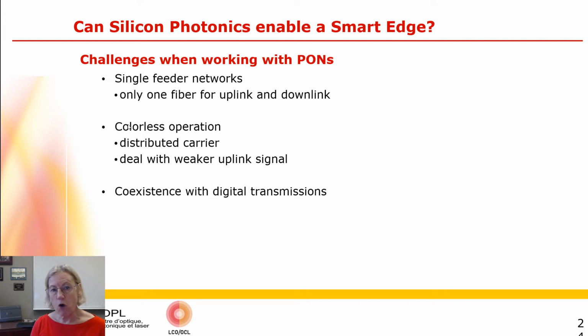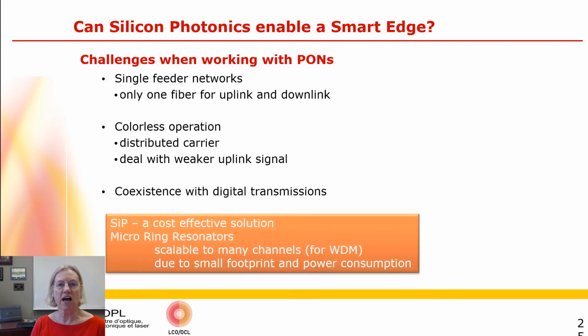We also have, for this overlay I'm talking about, to think about the coexistence of these digital transmissions with this analog radio over fiber. And how are we going to do that? Well, first of all, silicon photonics is a great cost-effective solution. So we want to work with WDM networks. We want to be able to scale silicon or just an integrated solution that's going to do that better. And in particular, we'll be looking at micro-ring resonators as the silicon photonics solution because it is scalable to many channels, able to work for many WDM channels, future-proof. And due to the small footprint and small power consumption, this is an especially appropriate solution.